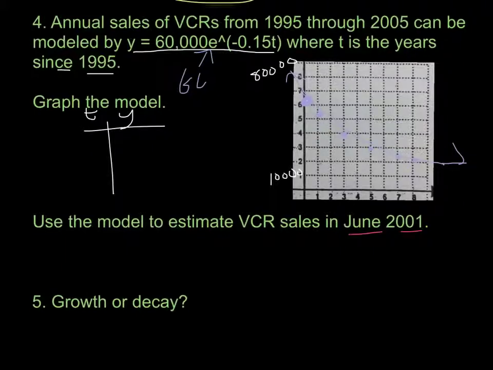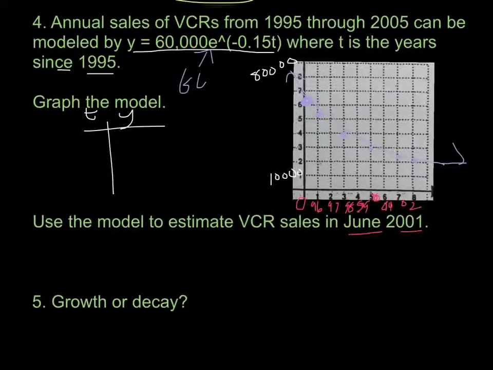Okay, well, June is about halfway through the year. So I'm talking about halfway between 2001 and 2002. So I got to think a little bit on this, because this right here was year 0. That's 1995. So year 1 is 96, 97, 98, 99, year 5 is 2000, 6 is 2001, and 7 is 2002. So I'm talking about halfway between 2001 and 2002.